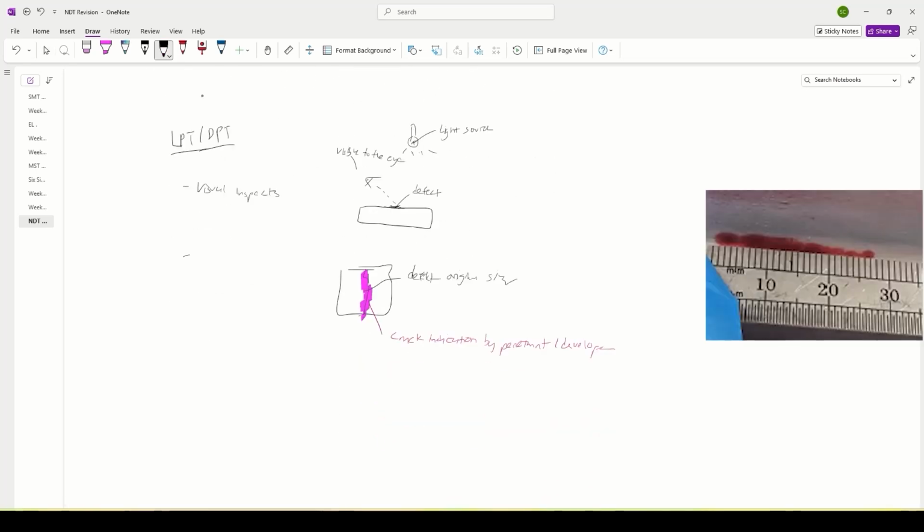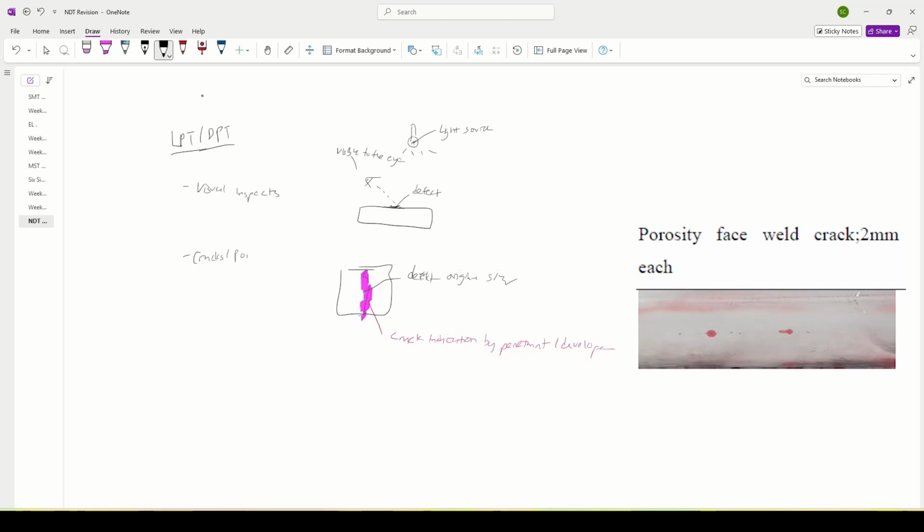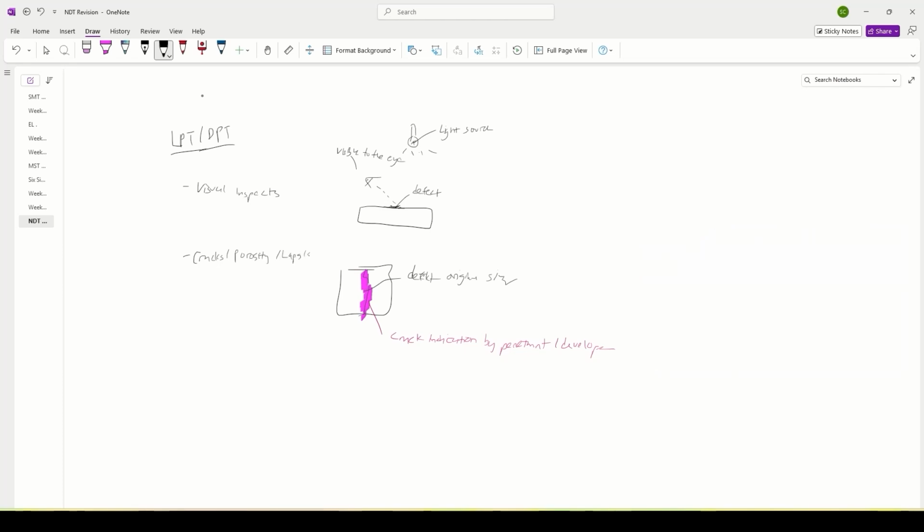So you can check for cracks, porosity, laps, seams, pinholes, lack of fusion. These can all be considered surface breaking, meaning that the defects can be visible with the eye, or not necessarily. You can see the defects without actually digging into the material. Penetrant comes out of the surface, making it easier to see.